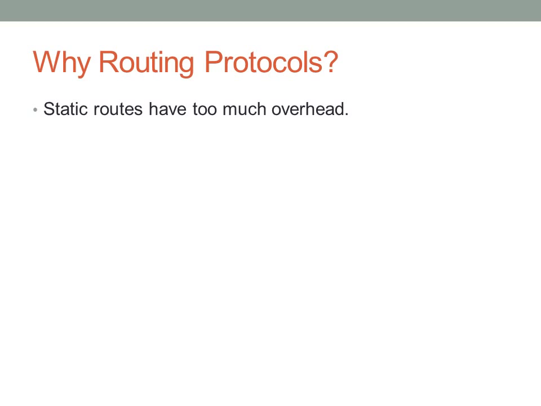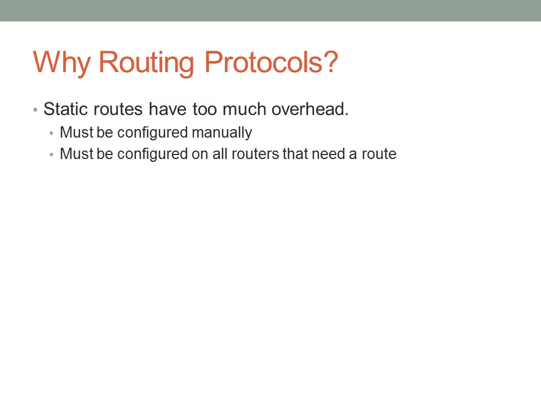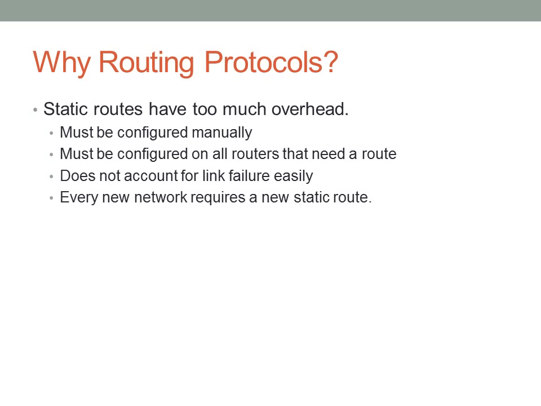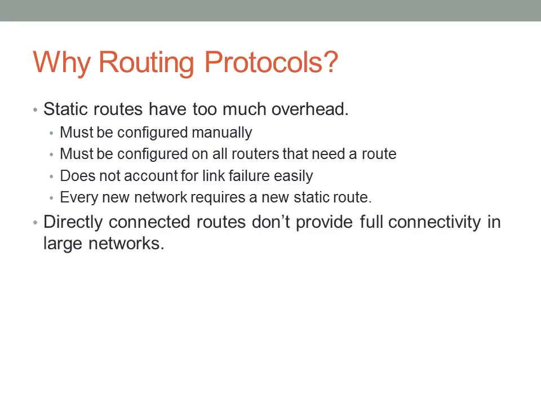Well, static routes, obviously, as we've talked about, have a lot of overhead, and they have to be configured manually. You need to configure them on every single router that needs a route to a particular network, and they don't really account for link failure very easily. For example, if a link goes down, the static route will still point across perhaps the failed link, and the static route may not recognize when a link has failed. Every new network requires a new static route on all routers on the network, so this can be really time consuming. So basically, directly connected routes don't usually provide full connectivity in large networks.